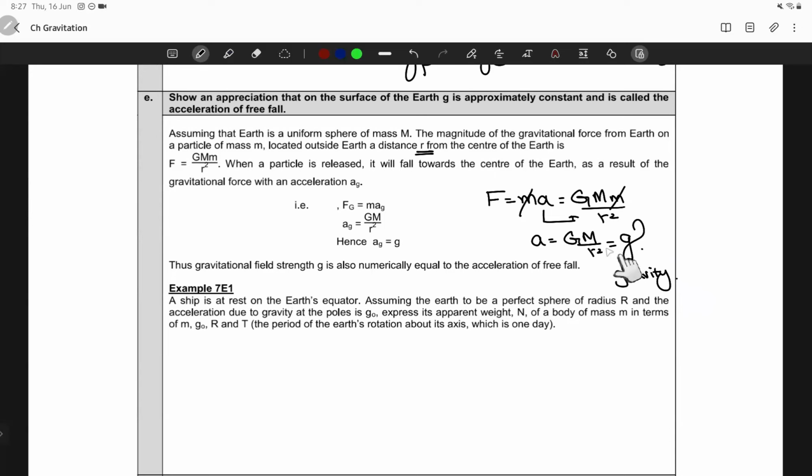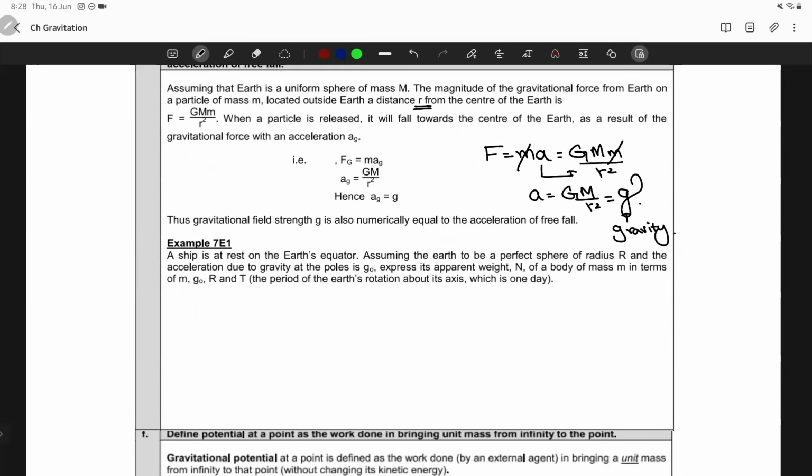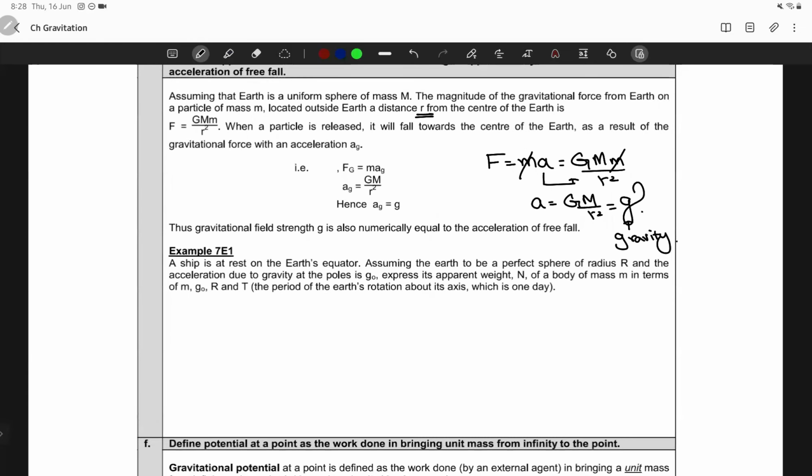Now, this acceleration is purely due to gravity, because the only force that we were considering was the force of gravity. So anything that falls freely towards the surface of the Earth experiences this gravity. All right. So that's clear, right? I'll assume that it's clear because we talked about this previously as well. Yes, sir. All right, good.